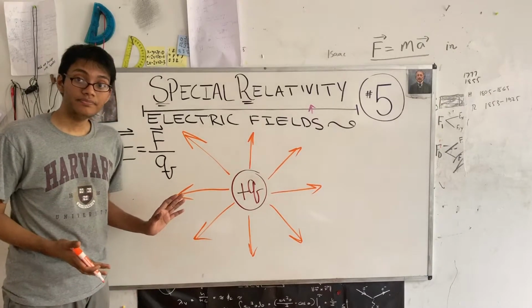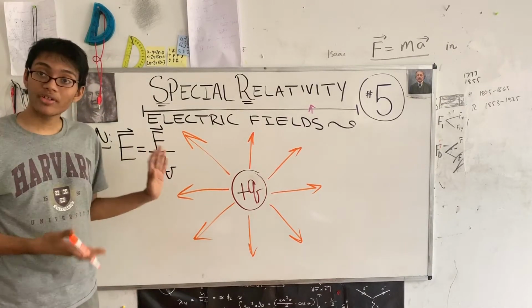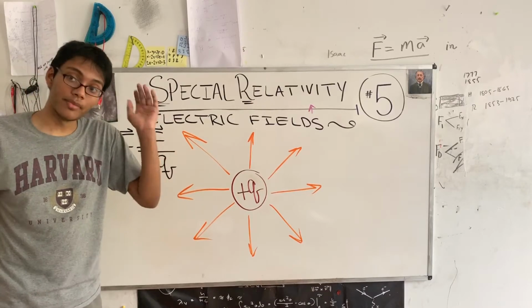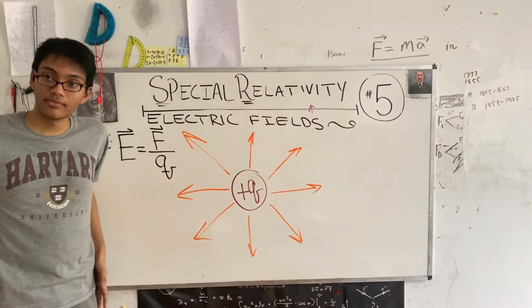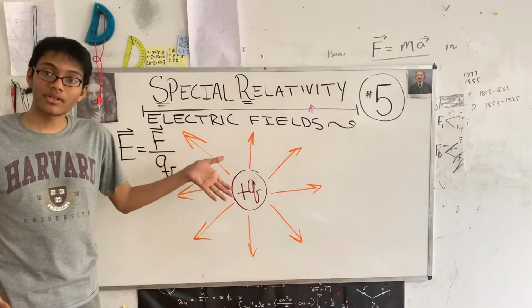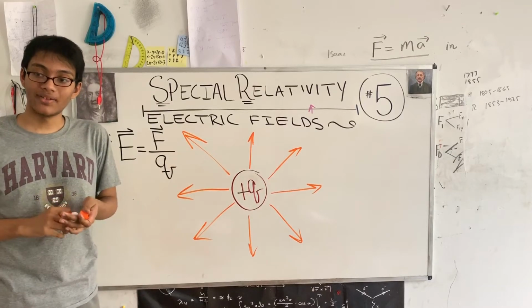That right there are the electric field lines of any alpha particle, whether it be a proton, positron, whatever, right? So that right there is the electric field for my positive test charge.